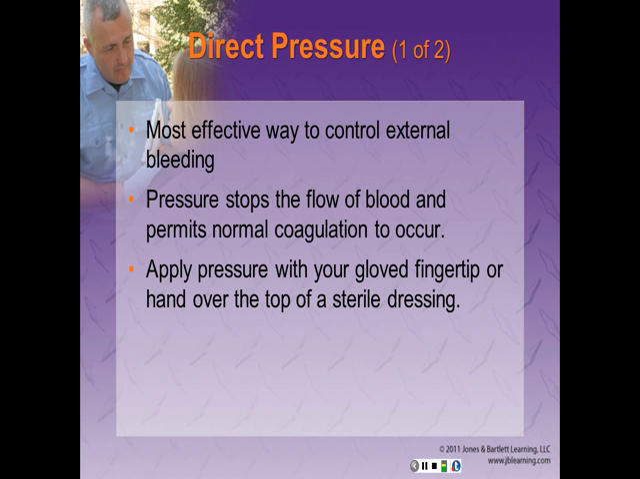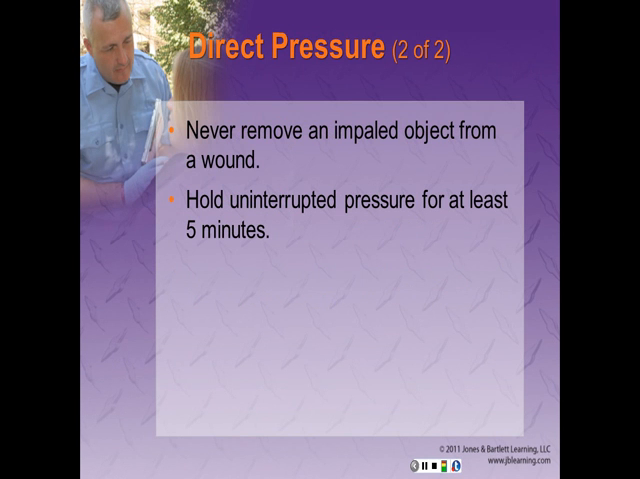Direct pressure is the most effective way to control external bleeding. Pressure stops the flow of blood and permits normal coagulation to occur. Apply pressure with your gloved fingertip or hand over the top of a sterile dressing. If an object is protruding from the wound, apply bulky dressings to stabilize the object in place and apply pressure the best way you may do so. Never remove an impaled object from a wound unless it's interrupting airway and breathing. You need to hold uninterrupted pressure for at least 5 minutes and follow the steps in Skill Drill 23-1 to control external bleeding with direct pressure.